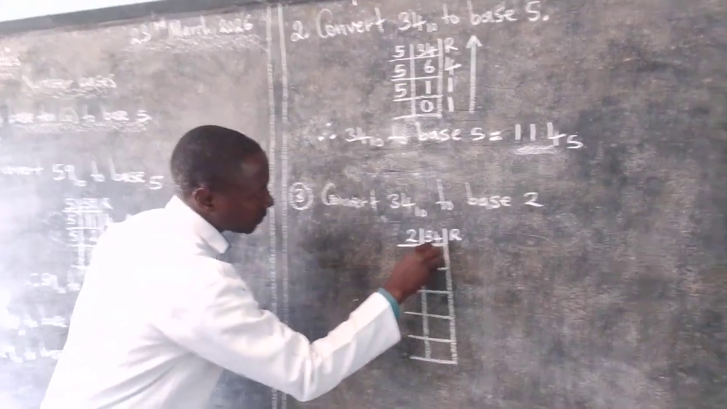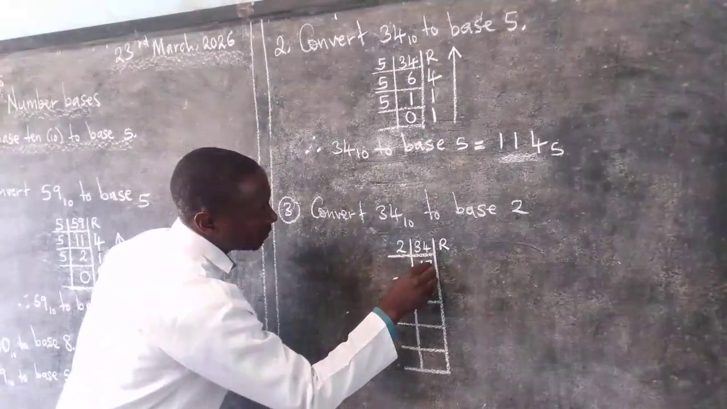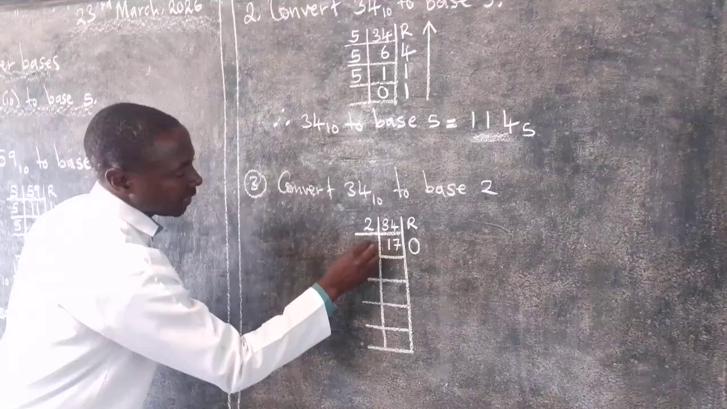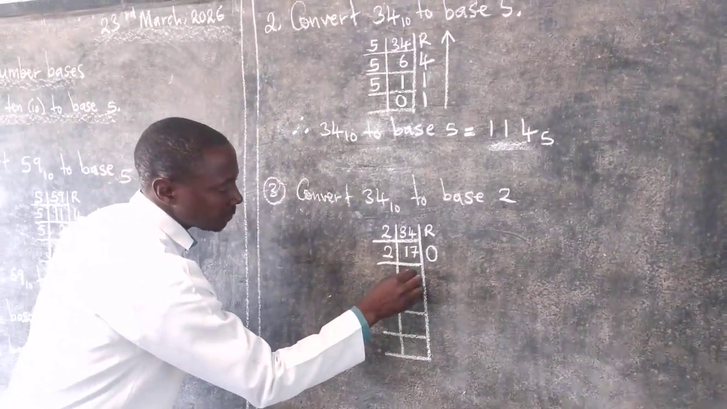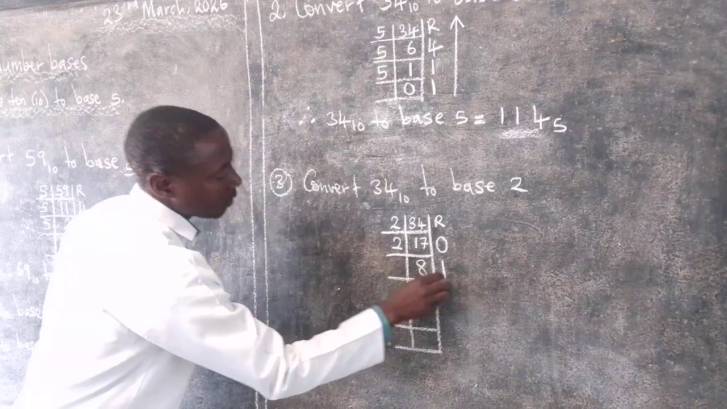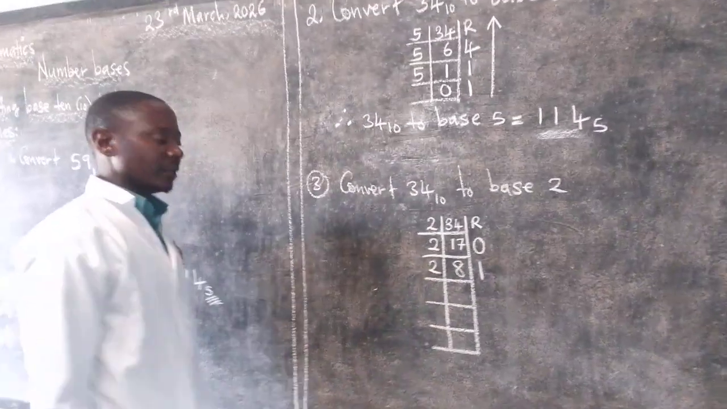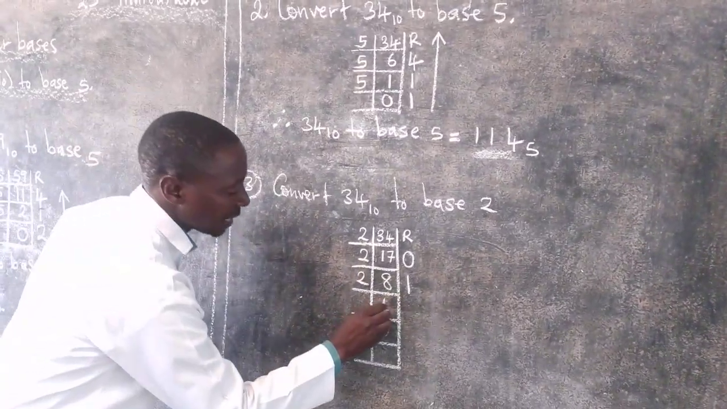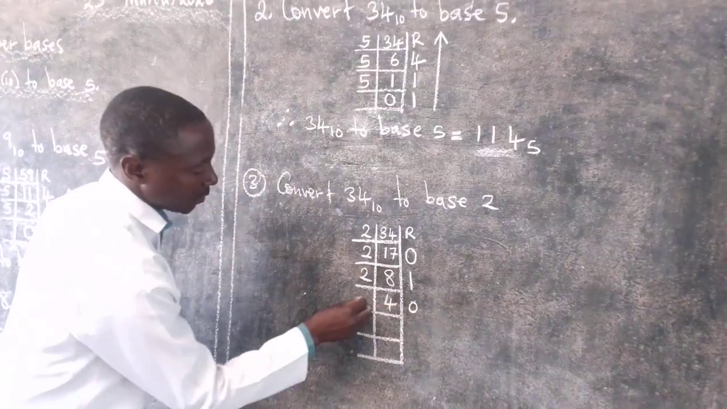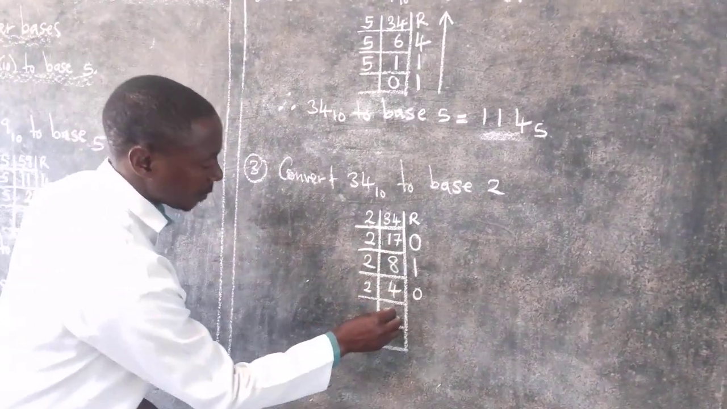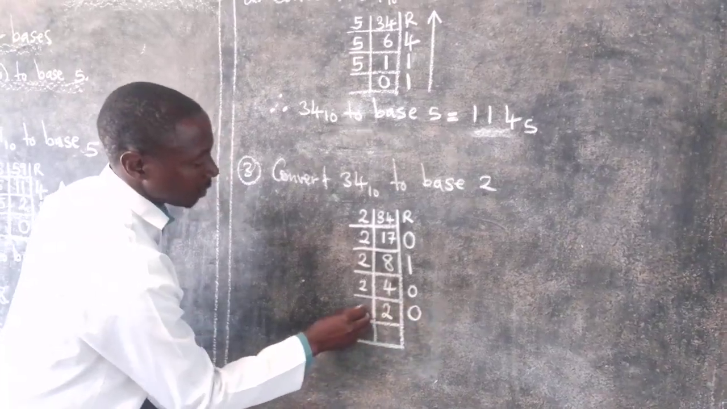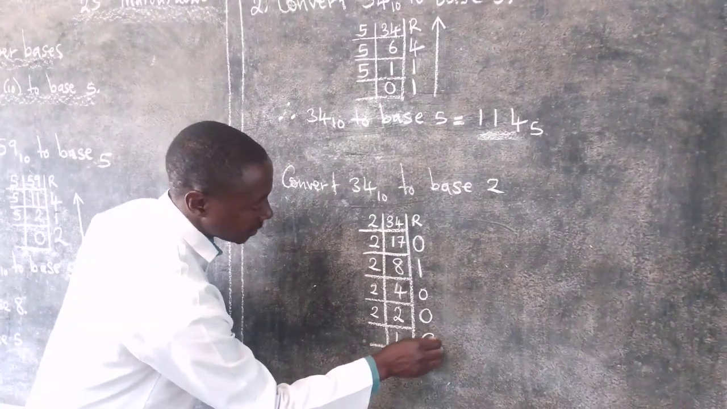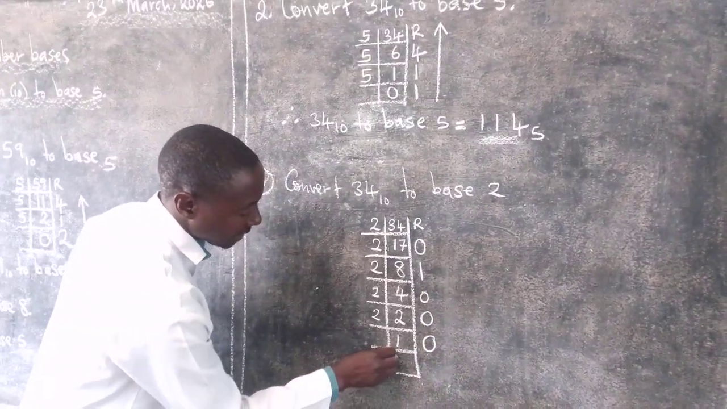2 into 34, 17 times. Remainder 0. Then again 2 into 17, 8 remainder 1. Write 2 down again. How many times can 2 go into 8? 4 remainder 0. Bring down 2 again. 2 into 4 is 2 remainder 0. Bring down 2 again. 2 into 2 is 1 remainder 0. We can extend the box here.